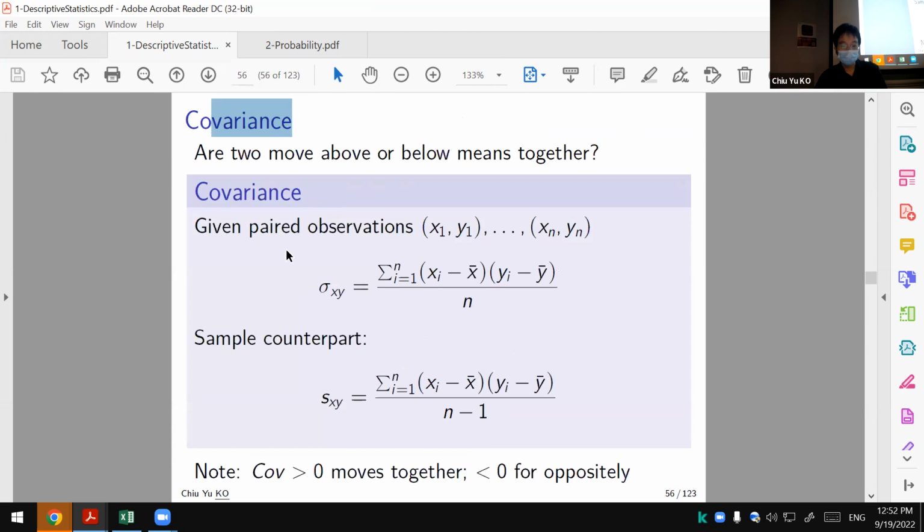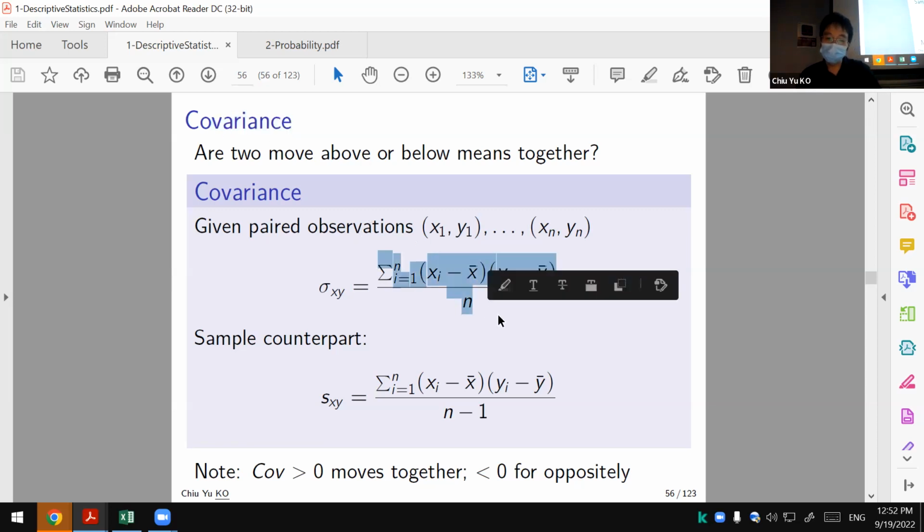Oh, I don't have a nice graph here. So let's look at covariance. The idea is whether they move together in the same direction, okay? So let's look at the formula, then let me explain in a graph, that would be easy to see. Look at this formula.